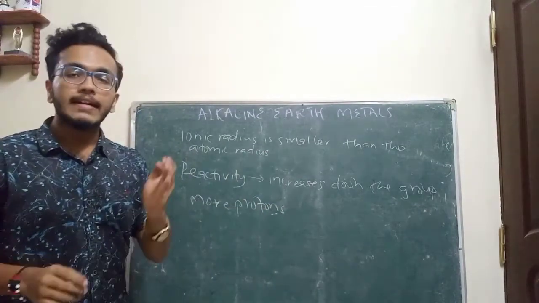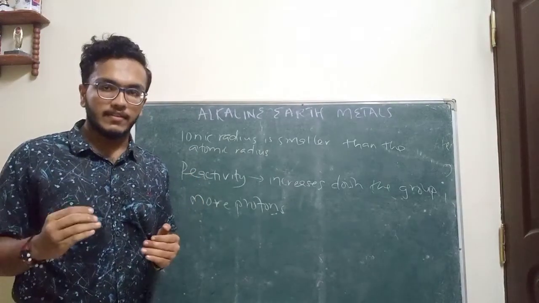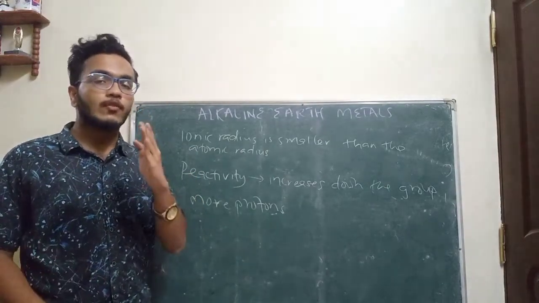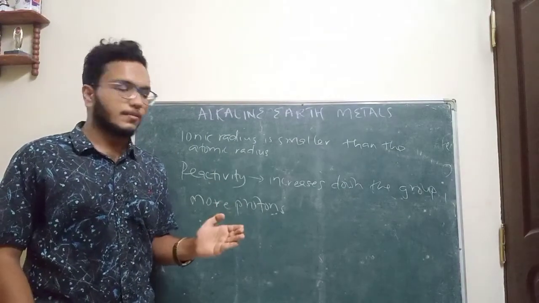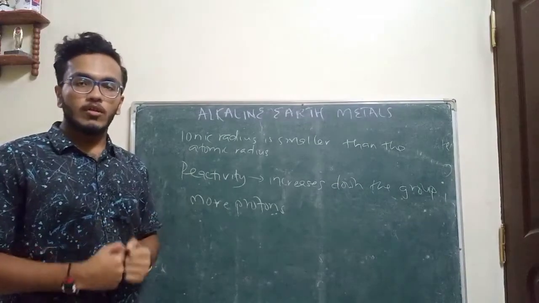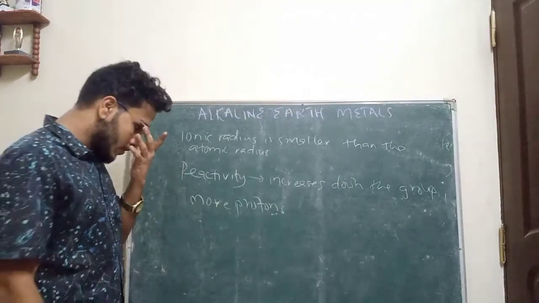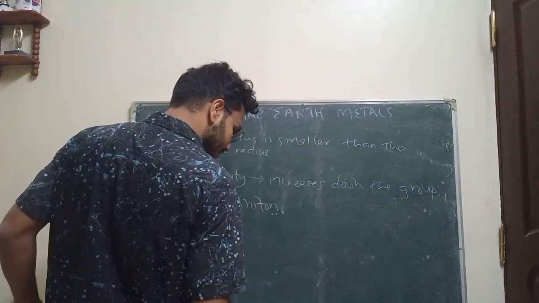So if you compare down the group, alkaline earth metals have the same trend in reactivity, it increases down the group. But if you compare alkaline earth metals with alkali metals, alkaline earth metals have more protons, hence a stronger nuclear force of attraction. The valence electron is not easily lost compared to the alkali metals.